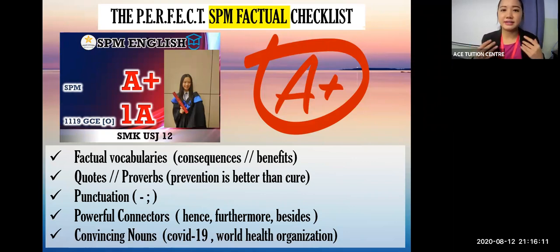to convince the teacher, the person who is marking your essay, how do we prevent COVID-19? What can we do to become healthier? You're basically voicing out your opinions, and how do you make sure your opinion is valuable? You need convincing nouns. For example, why should you drink 8 cups of water? Because science says so. Science is a convincing noun.